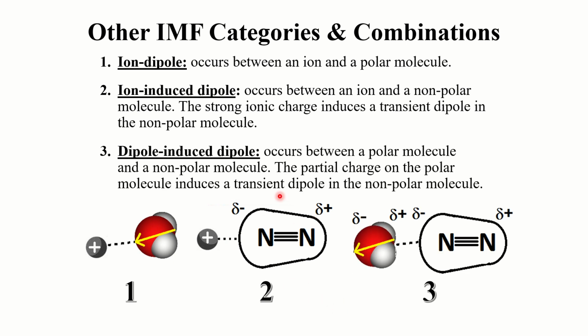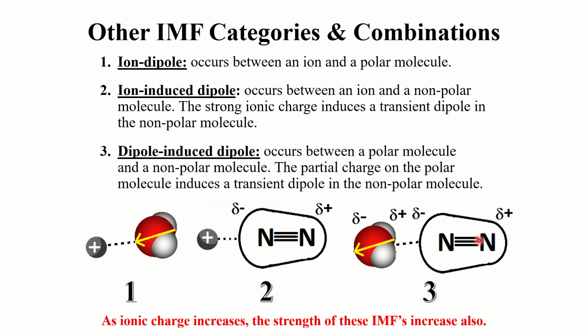And the last one is the dipole-induced dipole. Again, the name is nice and descriptive. This occurs between a polar molecule and a nonpolar molecule. This is when the partial charge on the polar molecule induces a transient dipole in the nonpolar molecule. So again, suppose we had a water molecule next to nitrogen gas. Perhaps these partial positive charges on the hydrogens induce a dipole in that nitrogen gas where those electrons migrate to the left to be close to those partial positive charges. So now we get that induced transient dipole in the nonpolar molecule.